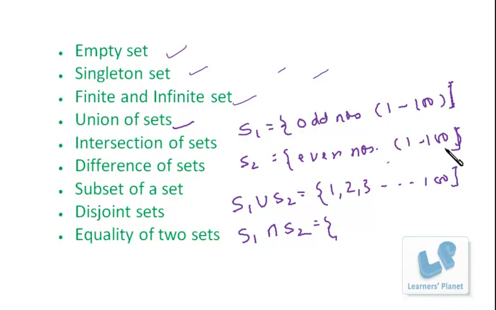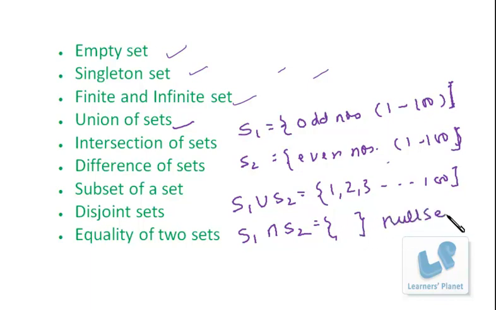Now what would happen over here? The number which is odd cannot be even, the number which is even cannot be odd, right? So there are no common terms between these two sets. So S1 intersection S2 will be a null set. You don't write 0 over here. It will be a null set, right?